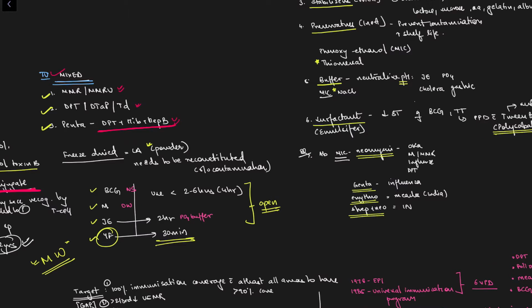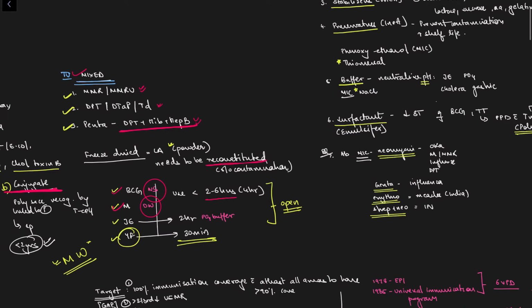Then freeze-dried vaccines, they contain the powder and it needs to be reconstituted, like BCG is reconstituted with normal saline and measles with distilled water, right? M, if you reverse it, it is W. So remember, measles is reconstituted with distilled water. Then JE with phosphate buffer and yellow fever. So open vial policy is not applicable for these vaccines. That is, they should be used within 2 to 6 hours while open. Yellow fever should be used within 30 minutes only.